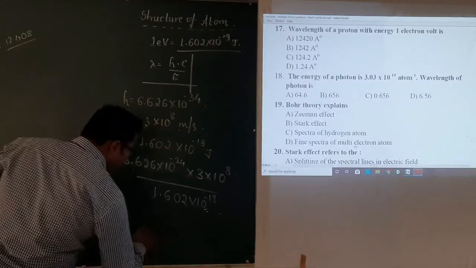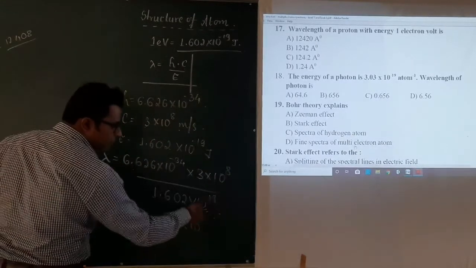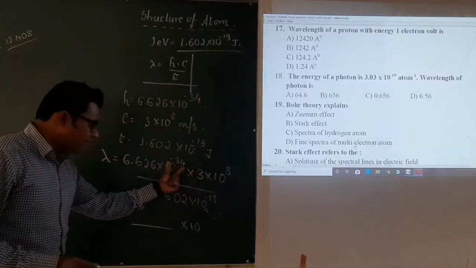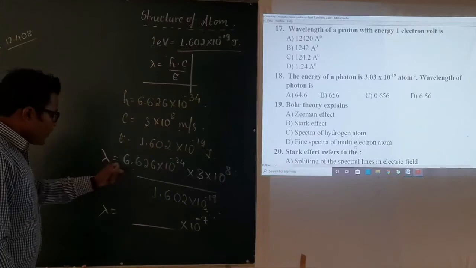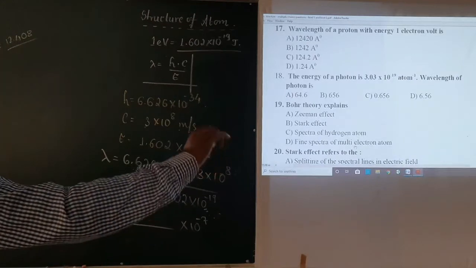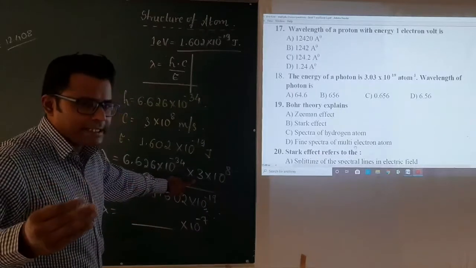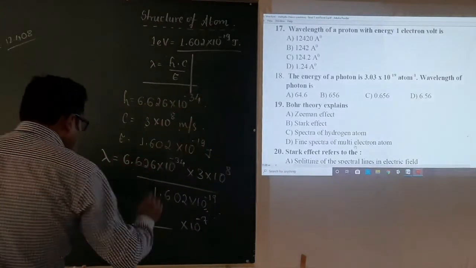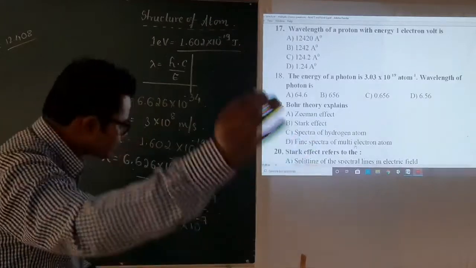So lambda is equal to 10 raised to, over here minus 19 goes on the top, it becomes plus 19 plus 8, that is 27, and minus 34, you will get around minus 7. Okay, so when we multiply 6.626 into 3, we end up with 19.87. So divided by 1.602, you will end up with an answer of 12.40 and so on.